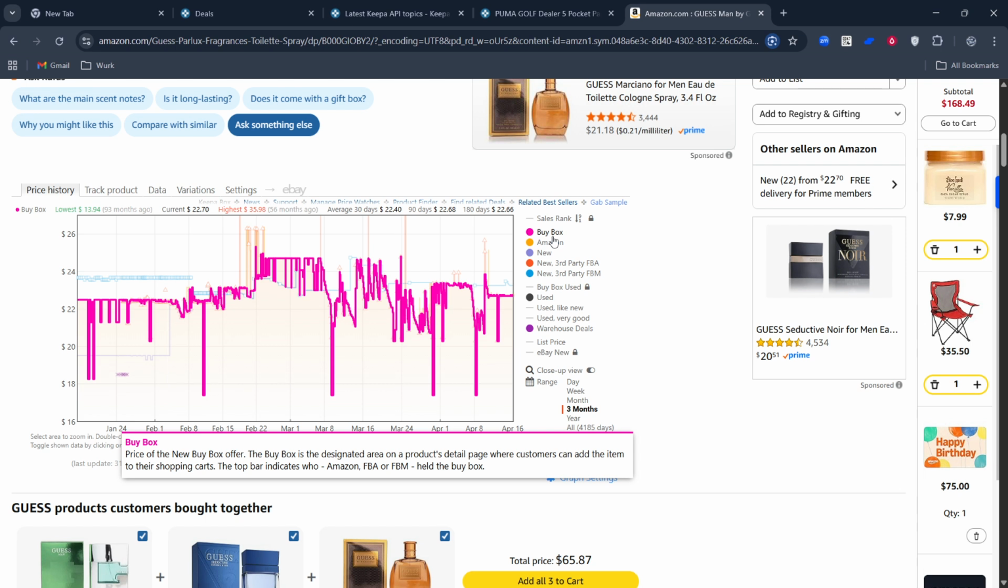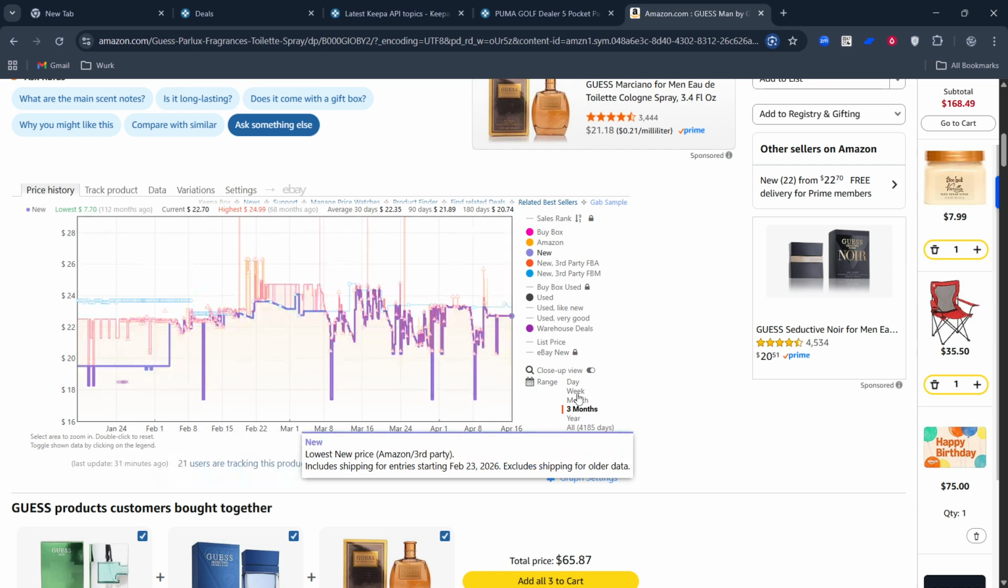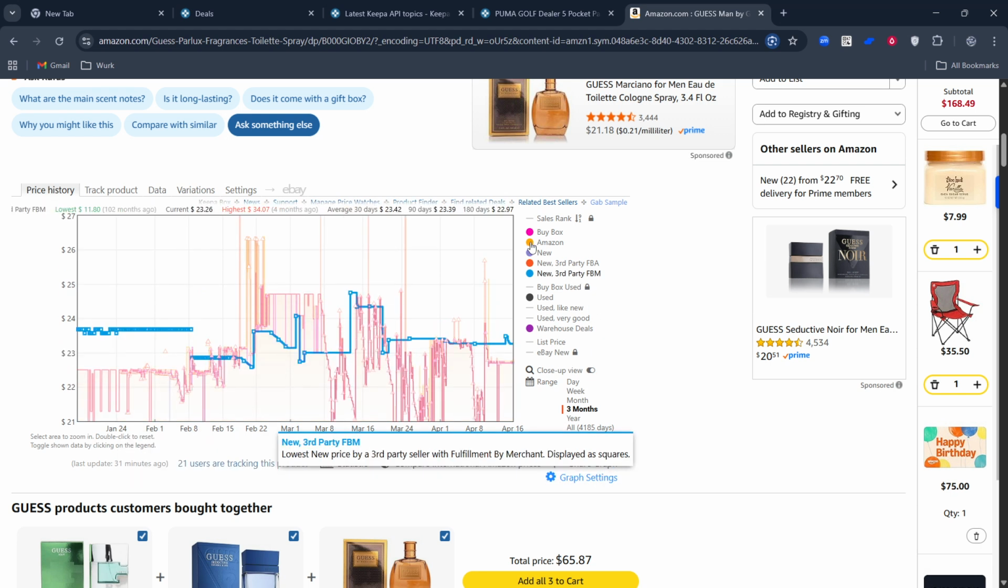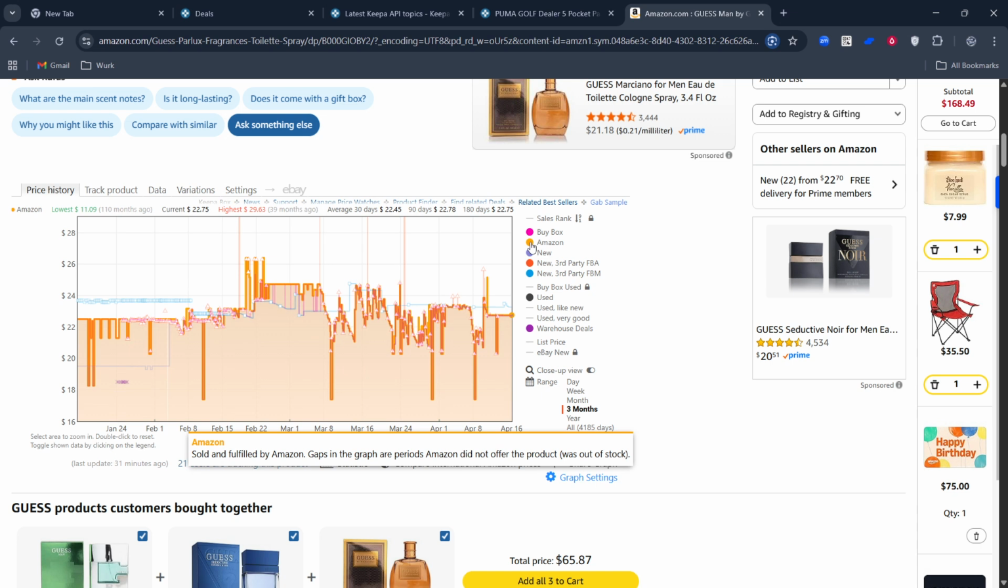Next, check price stability using the buy box price, the pink line. Set the view to the last 90 days and look for a steady, predictable line. A stable price suggests consistent margins and less risk. Avoid products where the pink line crashes because that usually means shrinking profit or a race to the bottom. Also, be cautious of sudden, short-lived spikes upward. Those can be fake or temporary blips that disappear as quickly as they appear.